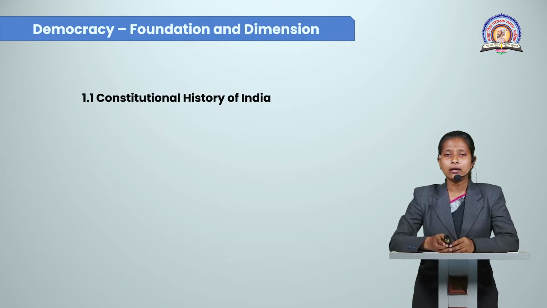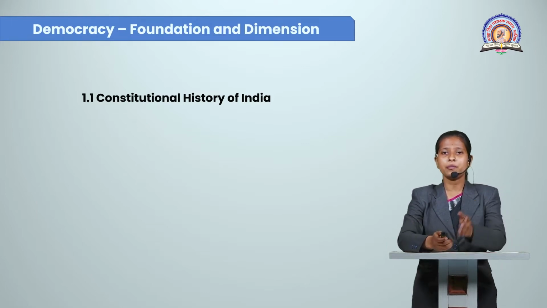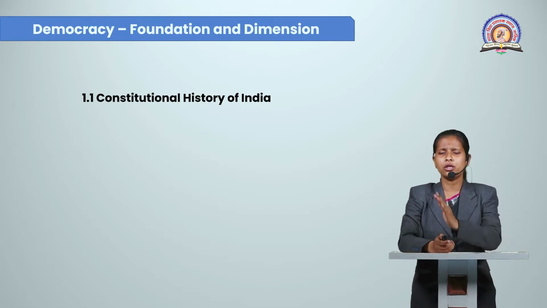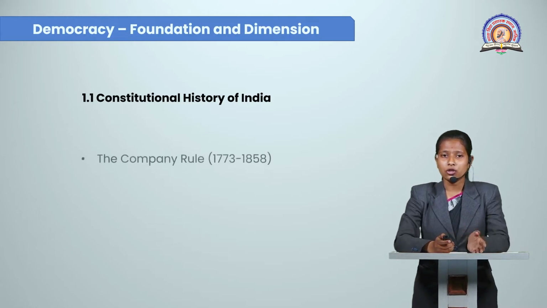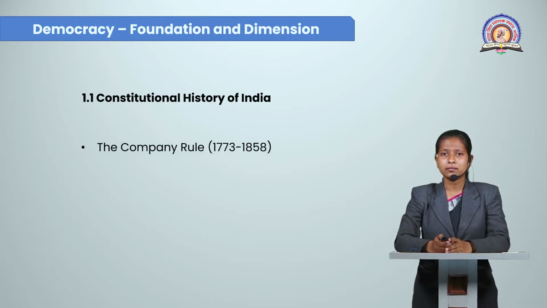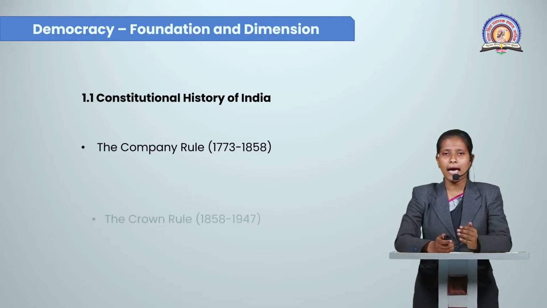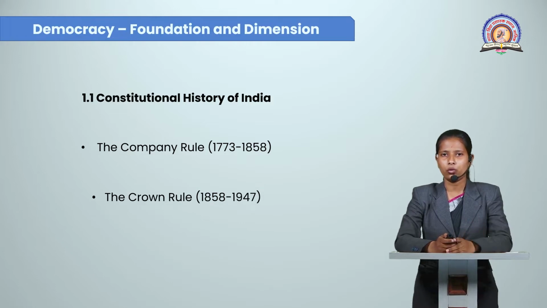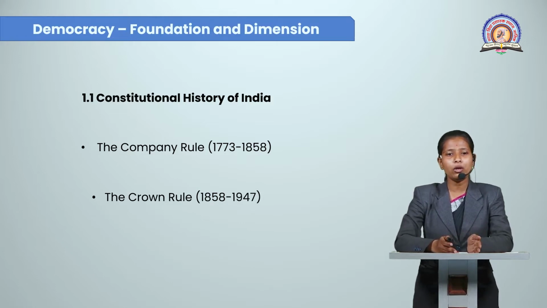So the first part is the constitutional history of our India. The constitutional history of India is divided into two parts. The first one is the company rule and the second one is the crown rule. So what are this company rule and crown rule? We are going to learn in detail.